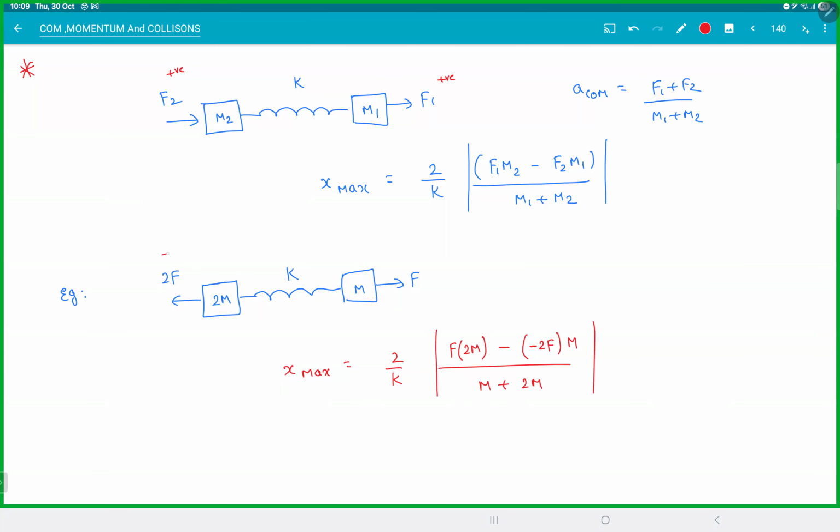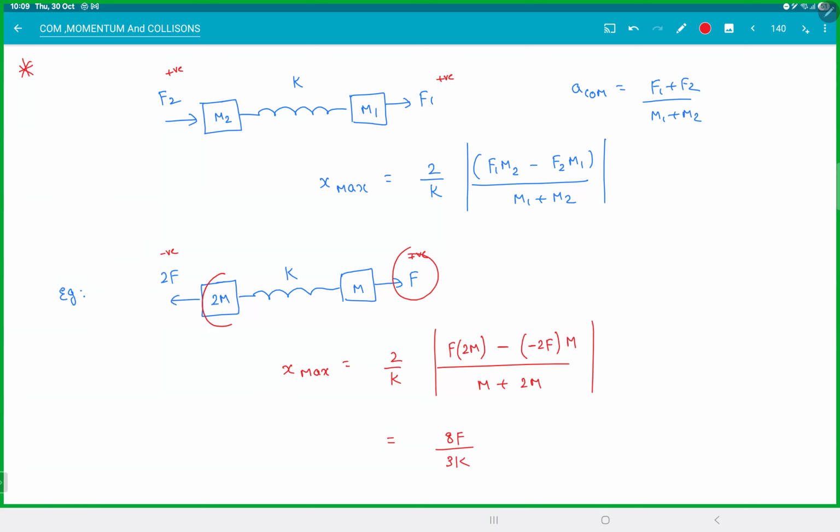This is what we have to do. Because the 2F is minus here, it's pointing left. That will become how much? 2, 2, 4, 8 by 3. Eight F by 3k. Clear with that? So this is F1, this is m2, this is F2, this is m1.